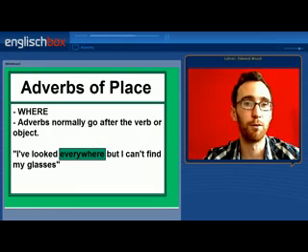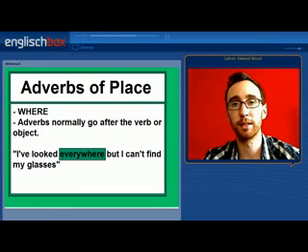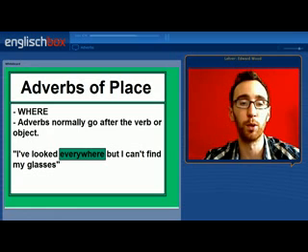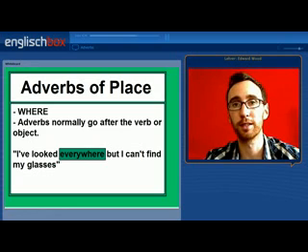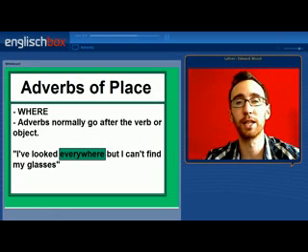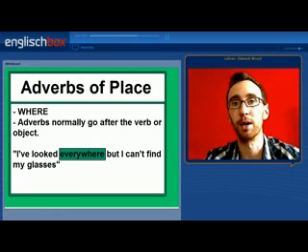Moving on to adverbs of place. Adverbs of place are used in response to questions with where. They normally go after the verb or the object. For example, I've looked everywhere, but I can't find my glasses.